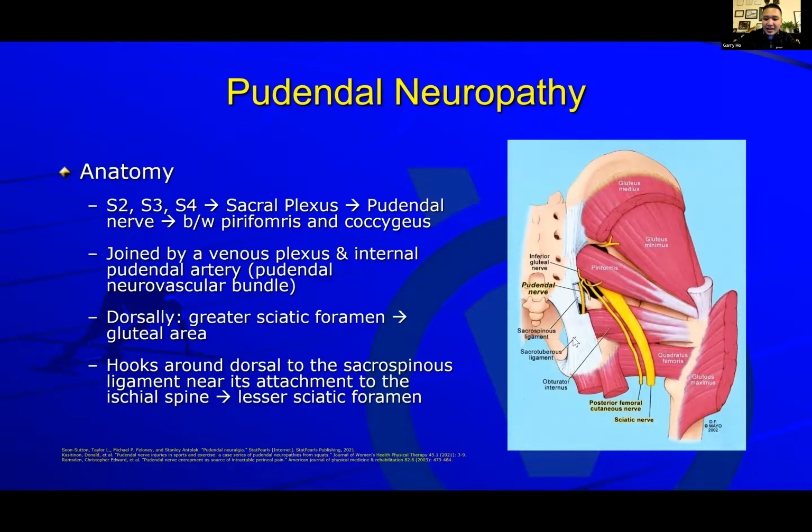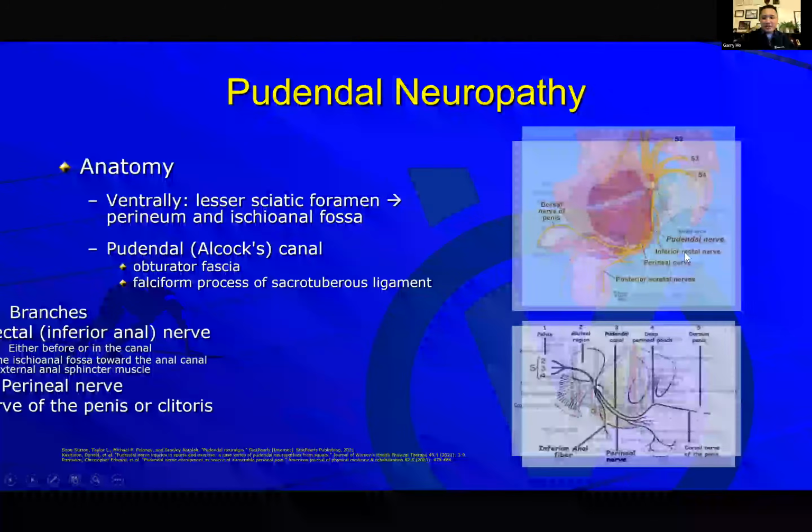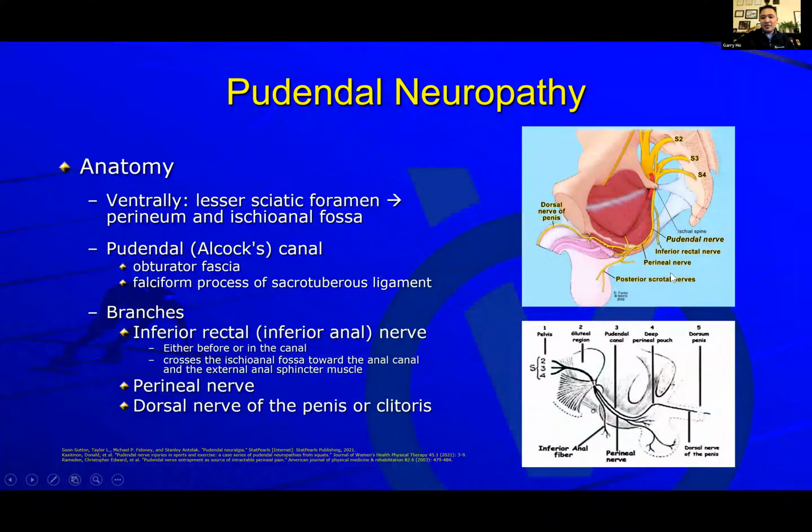Okay, and as it does so, here it is entering the left sciatic foramen. It enters into this tunnel or canal called Alcock's Canal, or the pudendal canal, which is formed by the aponeurosis of the obturator internus and the fascia, etc. Within that canal, it gives off several branches. It gives off the inferior rectal nerve, perineal nerves, nerves of the external genitalia, like the posterior scrotal nerve in this case, or the dorsal nerve to the penis or clitoris.